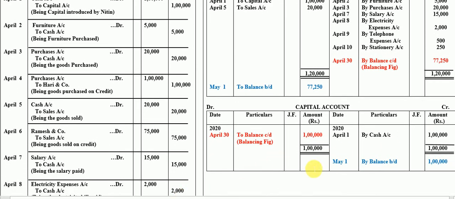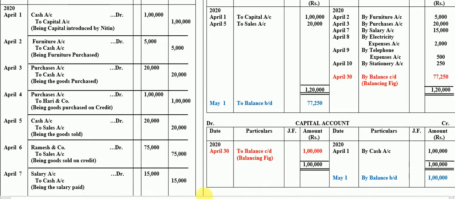having no other entries, so we'll close this account through closing entries, like 1 lakh and 1 lakh, and again we'll do the balance after writing by balance carried down, that is 1 lakh rupees, and we'll transfer this balance again to the next month, to May 1, by balance brought down, that is 1 lakh rupees. Clear? And now comes another account, that is the furniture account.